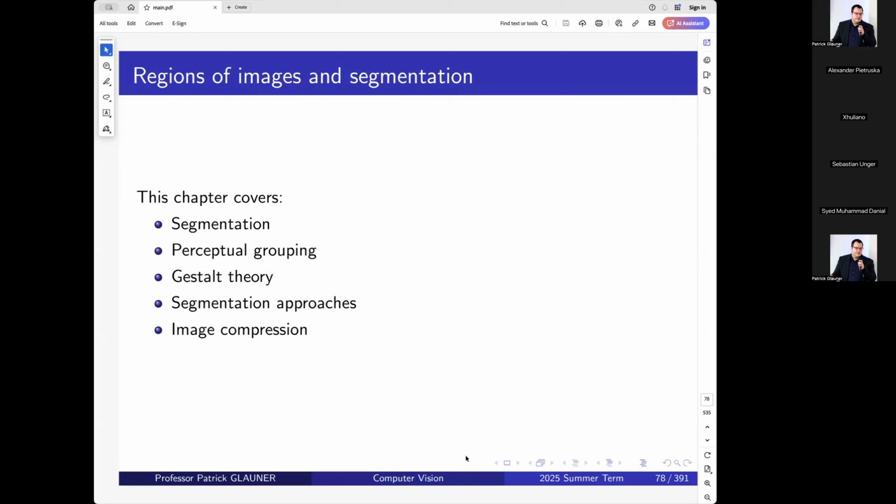Last week, you had a chance to pick a robot if you want one for your computer vision project, and I hope you had some time to set up the robots and test them. And this week, we will continue with the content of the lecture.